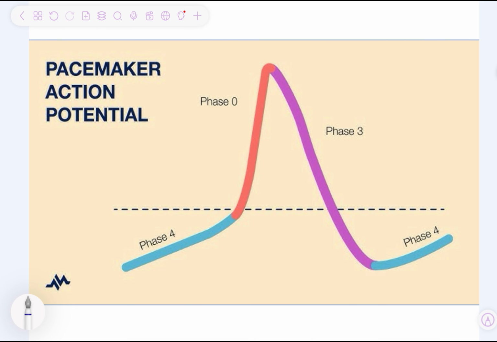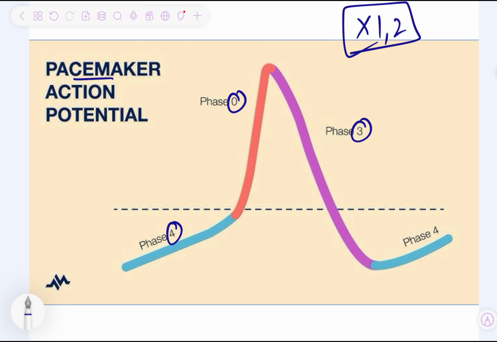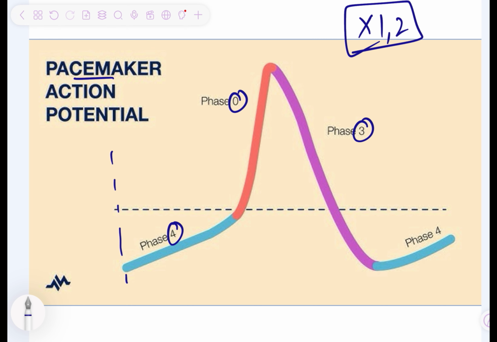Pacemaker action potential. At first glance, what we notice is that we have a phase 4, a phase 0, and a phase 3. We do not have a phase 1 and phase 2.